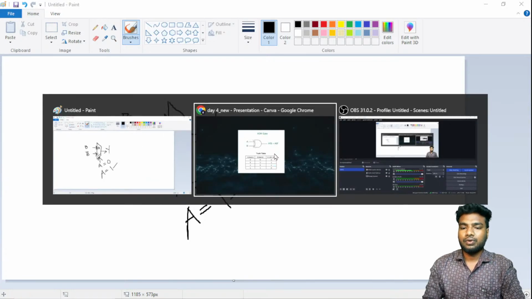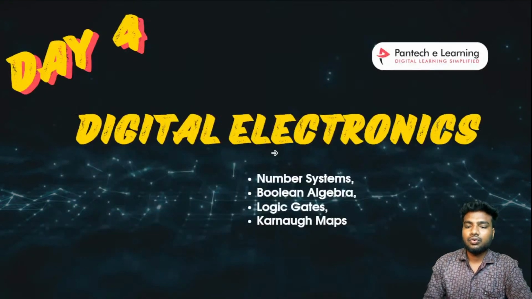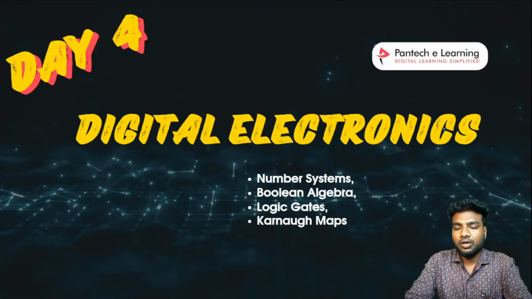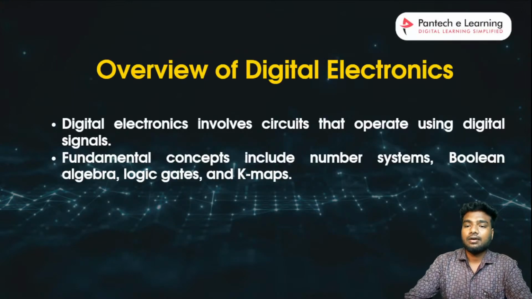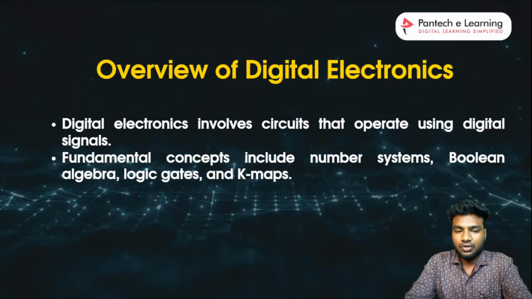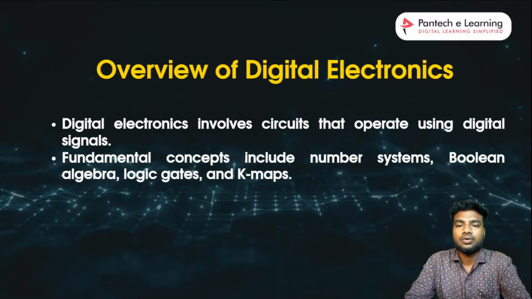So I just move to our digital electronics. Today we are going to see number system, Boolean algebra, logic gates, K maps. Firstly we are going to see an overview of digital electronics. Digital electronics involves circuits that operate using digital signals. We know that digital signals are zeros and ones. Fundamental concepts include number system, Boolean algebra, logic gates, K maps. These are the digital electronics basics. Basically digital means a combination of zeros and ones only.